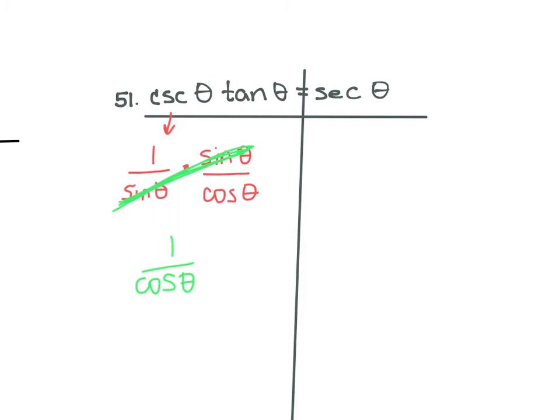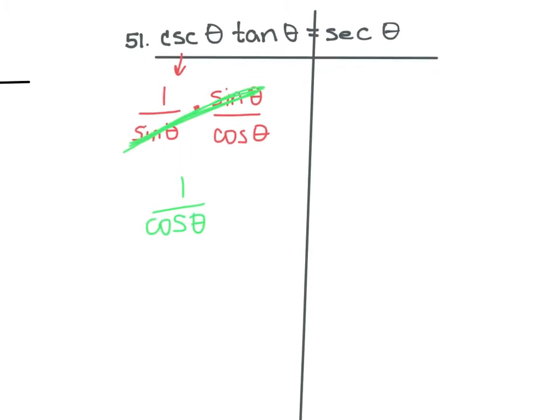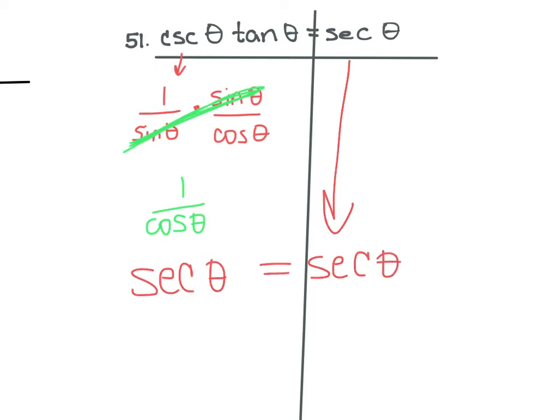So can I rewrite this trig function not as a fraction? Yes, 1 over cosine, if you look at your trig sheet, is the same as secant theta, which is exactly what we had over here.